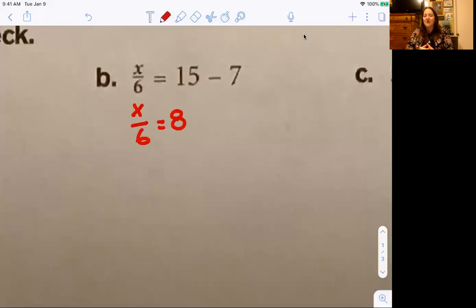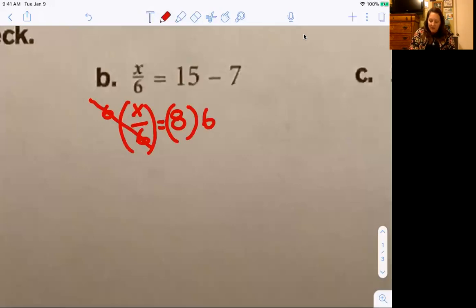What's the opposite of dividing by 6? Because I want to get x by itself, so I have to do the opposite operation. The opposite of dividing is multiplying. So I'm going to multiply both sides of my equation by 6. Whenever I multiply 6 by 1/6, my answer is 1. So it cancels out. And I'm left with x equals, what's 8 times 6? 6 times 8 is the great 48.